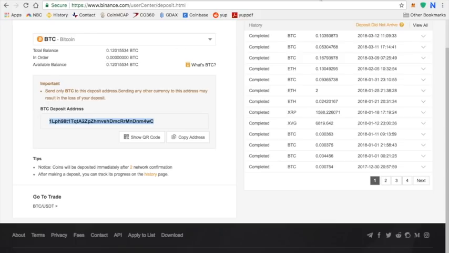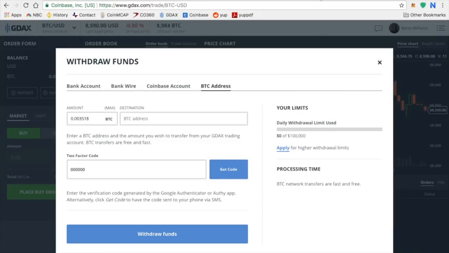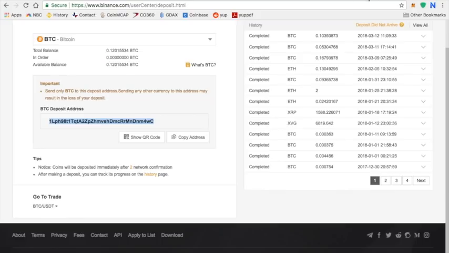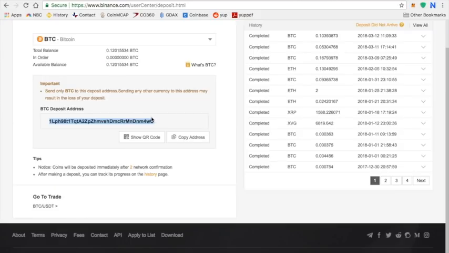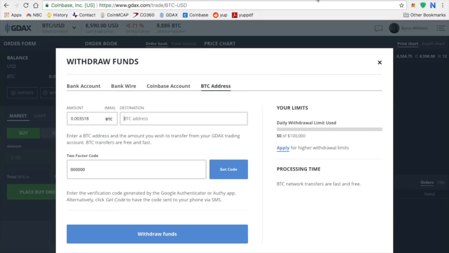Everyone's address is going to be different. If you send it to that address, you're going to give it to me. And I'm probably not going to give it back because I'm going to think of it as a donation. If you do want to donate some Bitcoin to me, I've got no problem with that either. Here's your address. But I'm going to send that Bitcoin to that address.